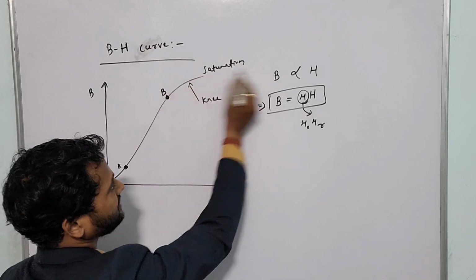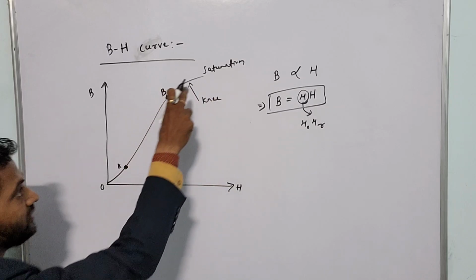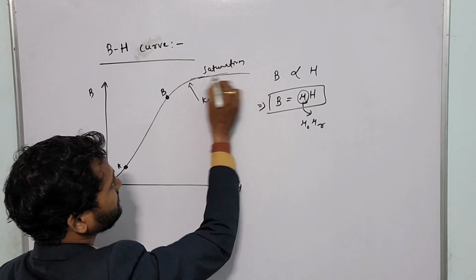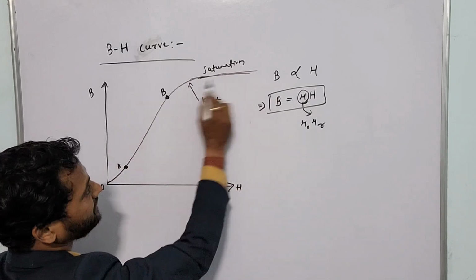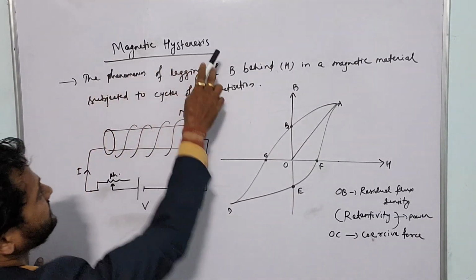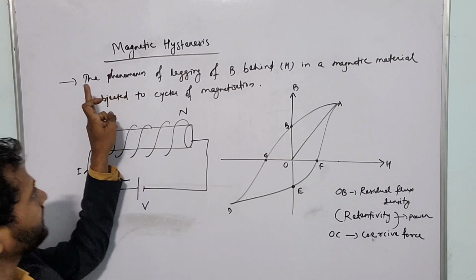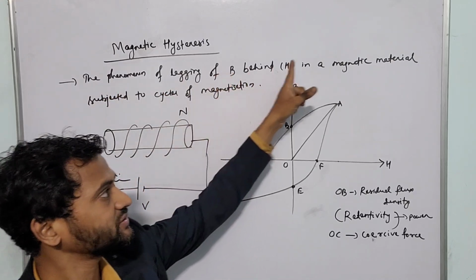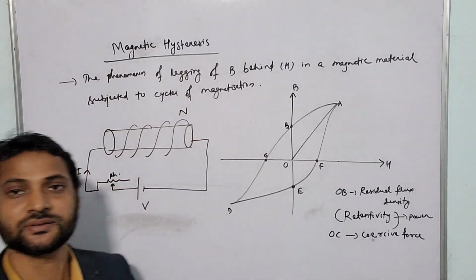After B point, saturation occurs. That is also called the knee value, the threshold value, the maximum saturation value. Saturation has happened. See, if I increase the value of H, B will not increase. Clear? Next, coming to magnetic hysteresis. What is magnetic hysteresis? The definition is: it is a phenomenon of lagging of magnetic flux density B behind H in a magnetic material which is being subjected to a cycle of magnetization.